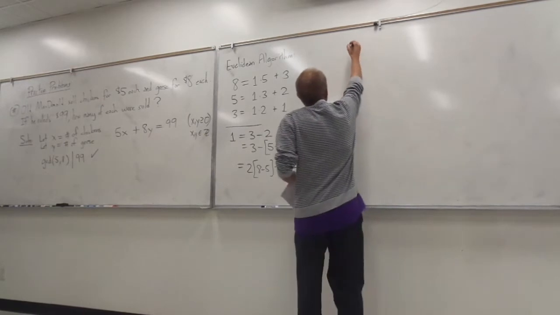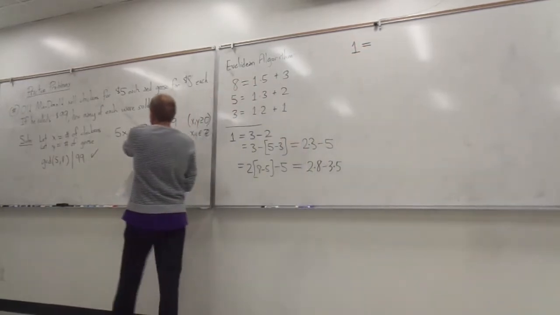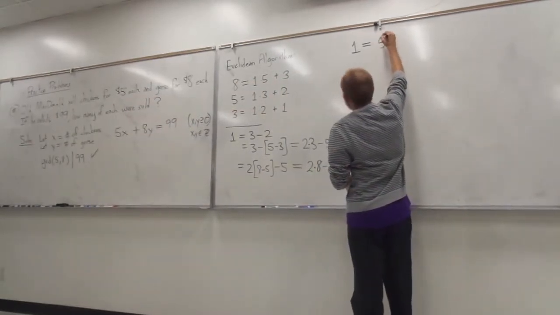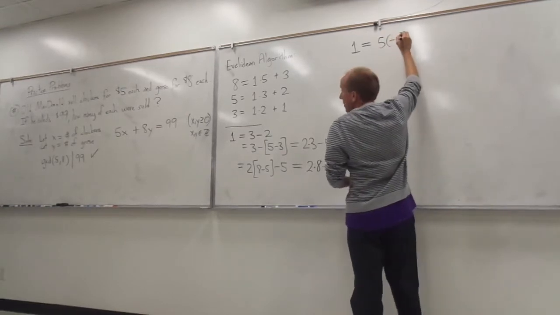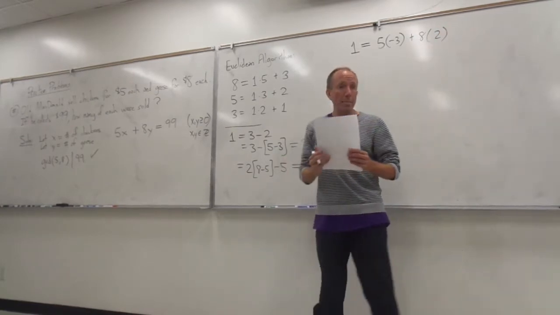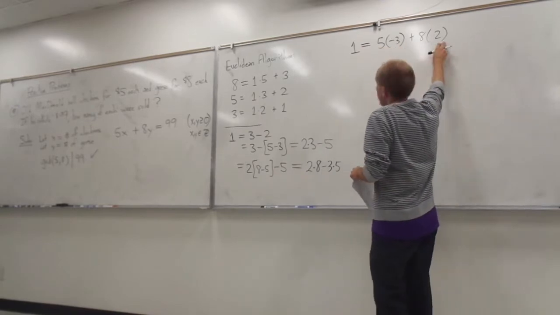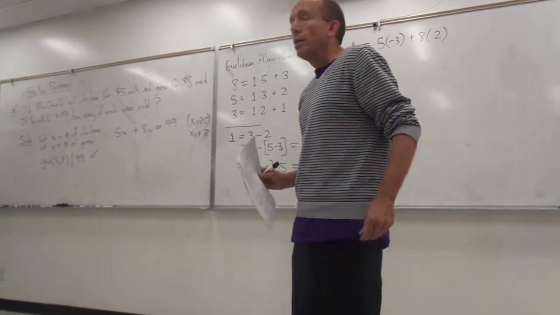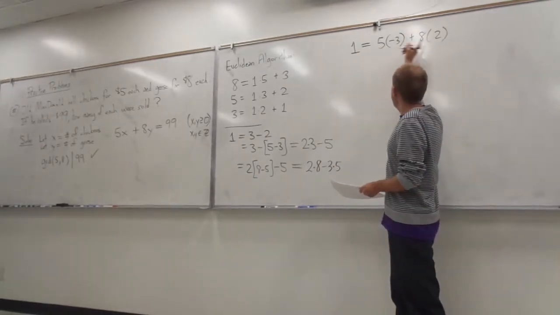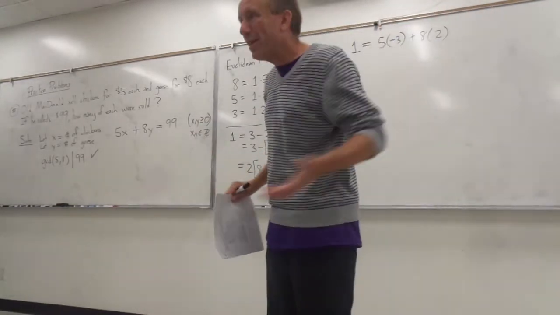So in other words, the number 1 is equal to, I'm just going to put things in the same order that I see them here. So I'm going to put the 5 first. So 5 times negative 3 plus 8 times 2. So for example, one solution here would be negative 3 and 2. Okay. So the first step is to just write the GCD in terms of the A and the B. Okay?